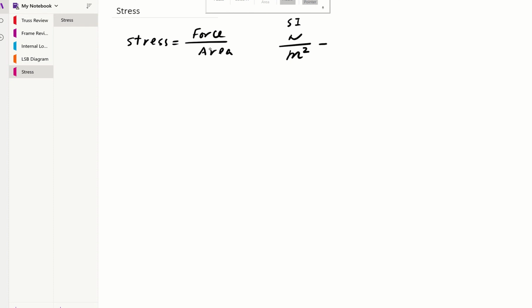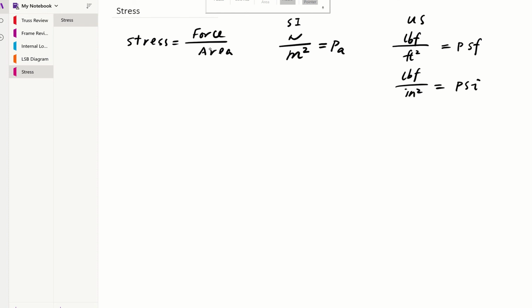So what's Newton per meter square? Pascal. And for the US system, pound force will be the force unit and area will be square foot. So that's another way we call PSF, pound per square foot. But often we use pound per square inch, or call it PSI, right?